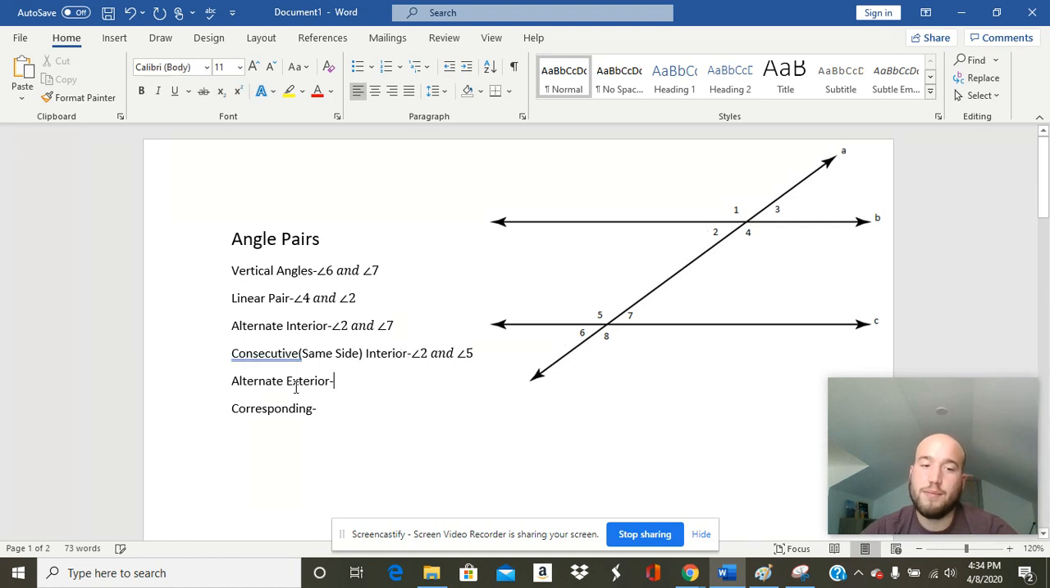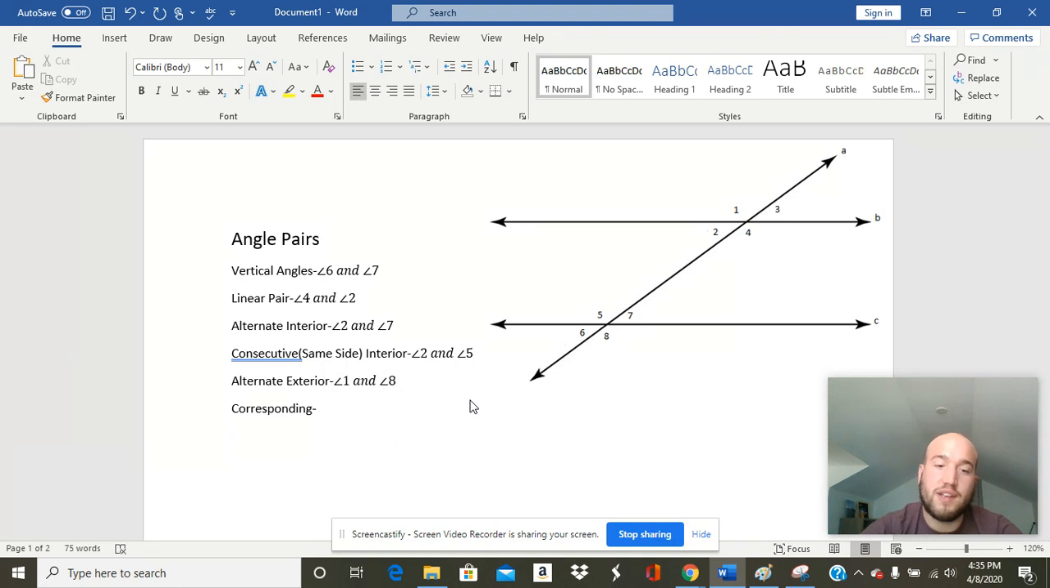Okay, we got 2 more types. Alternate exterior. Remember, exterior means they are both on the outside. So if you think of it as the parallel lines, it's on the outside. So one's on top, one's on the bottom. So 1, 3, 6, and 8 are our choices. If I do angle 1, then the only option that goes with that, alternate exterior, remember it has to be on separate sides, but it can't be a linear pair. So angle 1 and angle 8.